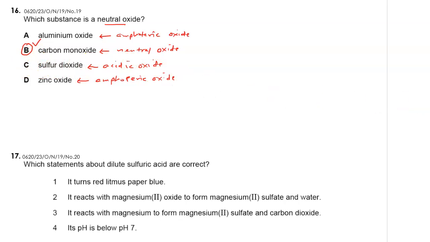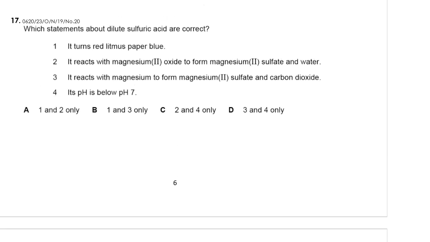Question number 17. Which statement about dilute sulfuric acid is correct? It turns litmus blue. We've met this one earlier on. It's not correct. It reacts with magnesium oxide to form magnesium sulfate and water. That's correct, because magnesium oxide is basic, sulfuric acid is an acid. Therefore, a neutralization reaction will occur to get magnesium sulfate and water. Reacts with magnesium to form magnesium and carbon dioxide. No, it will form magnesium sulfate and hydrogen. pH is below 7. That's correct. So the answer there is C.